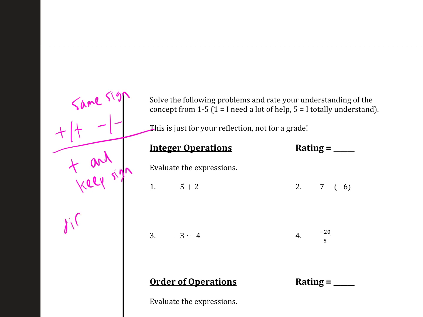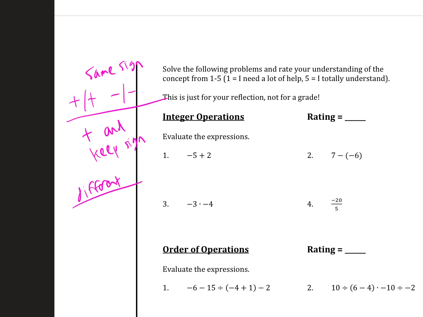If we have different signs, for example a positive and a negative, we're going to subtract and keep the sign of the bigger number, in quotes. Not necessarily bigger, meaning more positive, but bigger in terms of, for example, -5. If you have -5 and 2, obviously 2 is bigger because it's more positive. But what I mean is that 5 is the bigger number than 2, so that's technically the bigger number in this case.